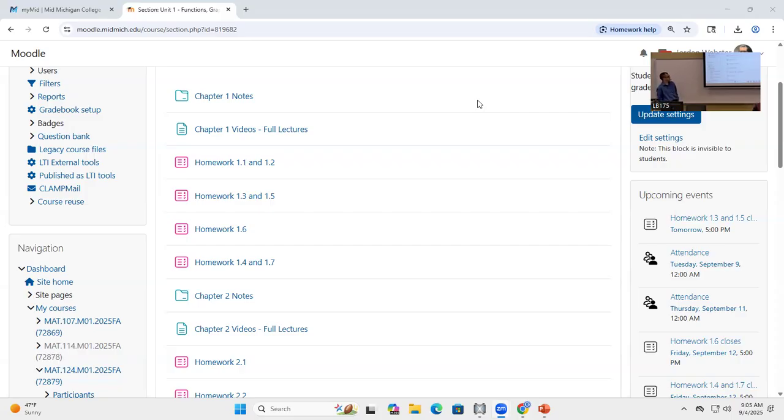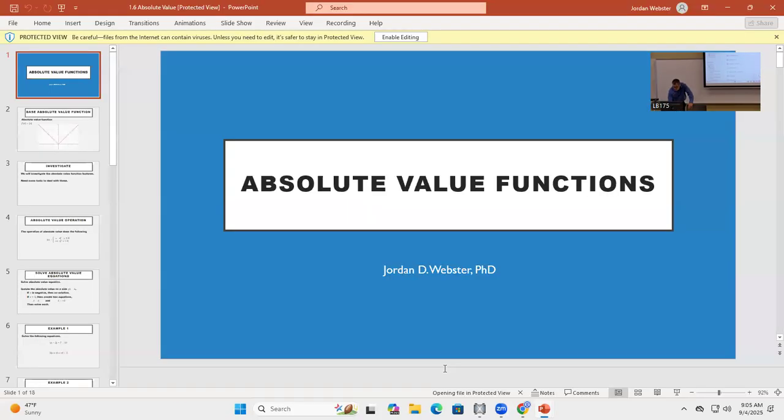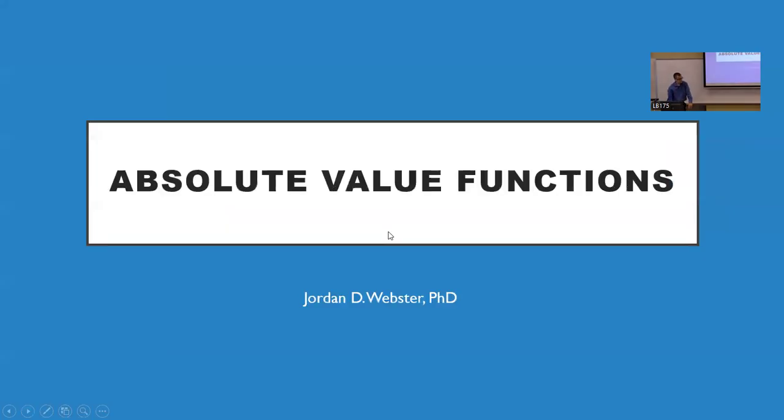Those two homeworks, I would suggest trying to get done this week. Definitely the 1.3.1.5 because that is due, and we've already covered all of that. But probably 1.6 after today, and we'll also get most of the way through a couple of these other sections.